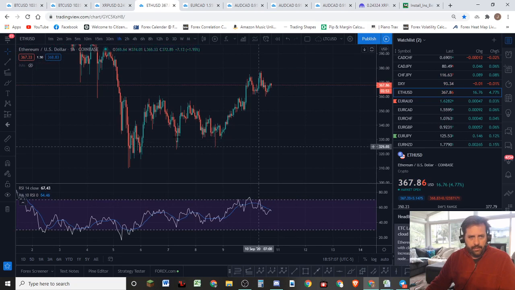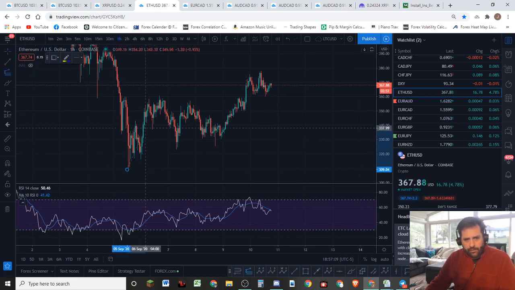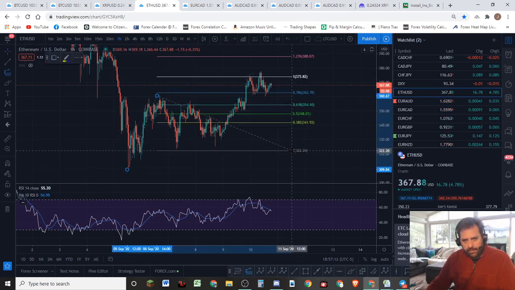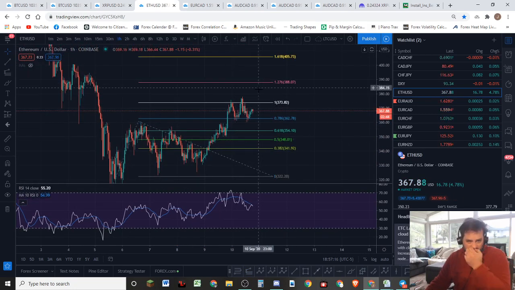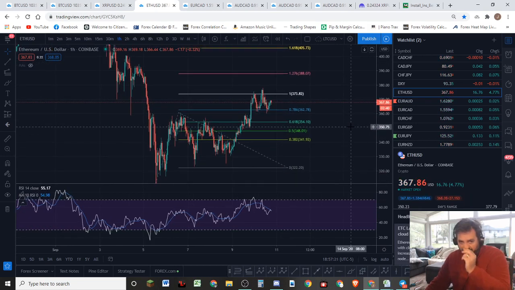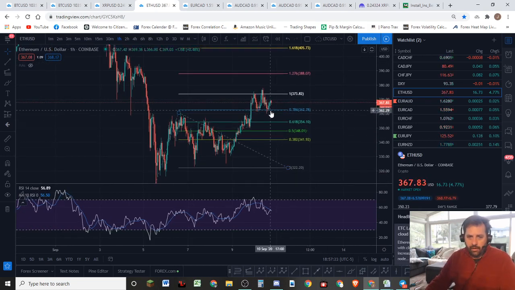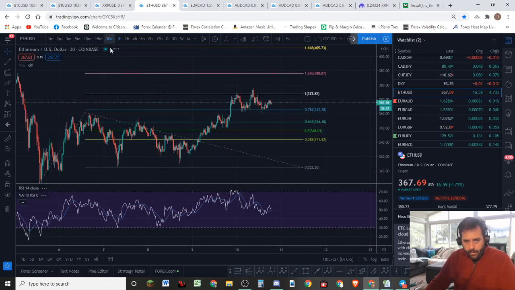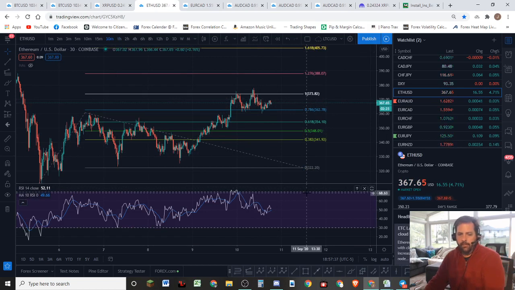This is Ethereum again. So we're going to measure this first move here, then bring it down to the second move, and you can see that we're at the 1-to-1 extension. Now we've got room to go up to the 127 extension or even the 1.618. So it's in the same ballpark, chances are we have more upside to go, but not guaranteed, not definite. But I don't like that we're not coming out of this with a little bit more impulsivity, so it makes me think that we probably have more to go.